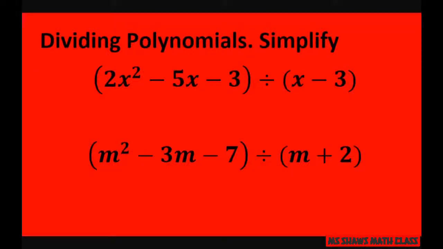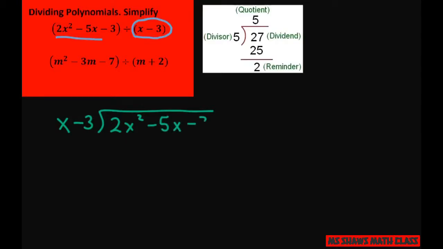Hi everyone, we're going to divide these two polynomials and simplify. So we're going to use long division. This is going to be your divisor, this is your dividend, and we're finding the quotient and the remainder. So we're taking x minus 3 and dividing our dividend, 2x squared minus 5x minus 3.